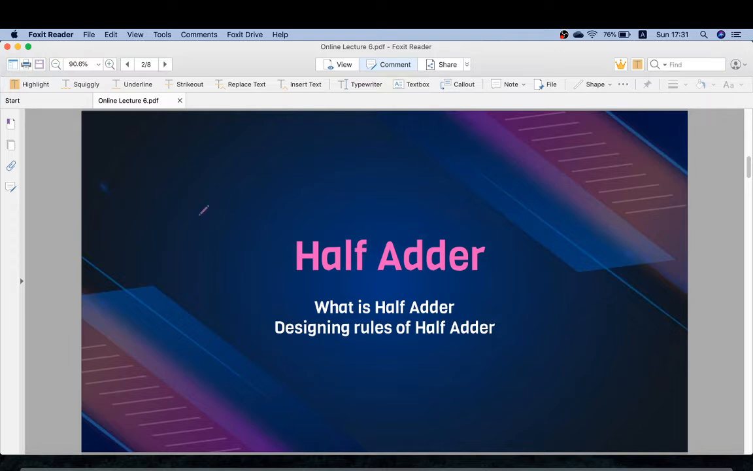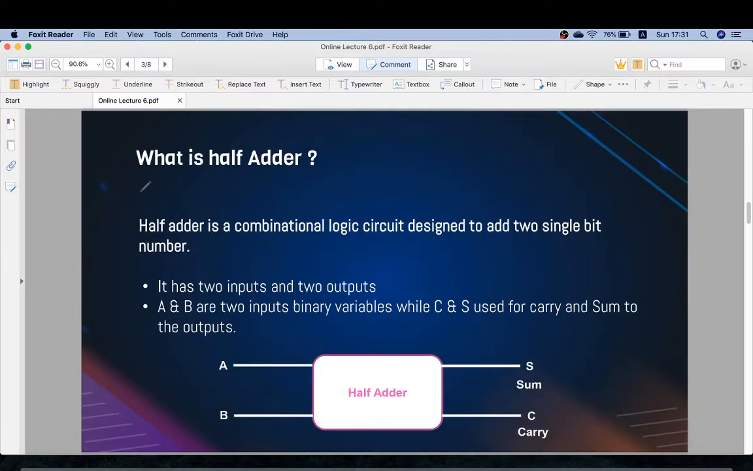In this lecture we will study half adder: what is a half adder, and the designing rules for the half adder. So let's start. What is a half adder?